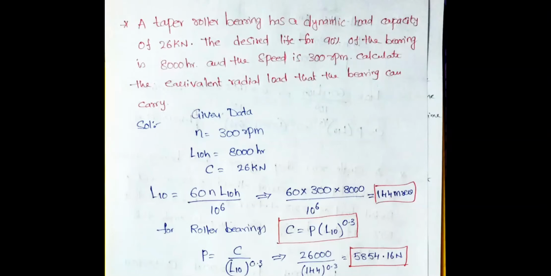Speed is given. Rated life in hours is given. Rated life in hours means L10H, and in terms of million revolutions it means L10. So L10H is given, that is 8,000, and the dynamic load carrying capacity is given as 26 kilonewtons.